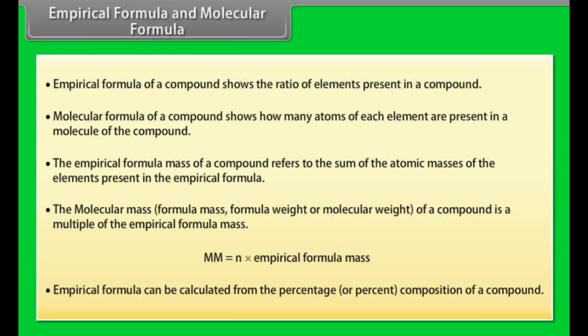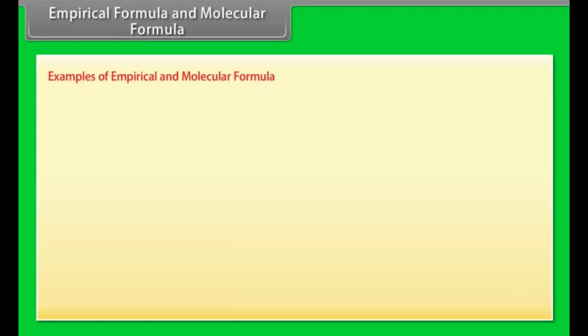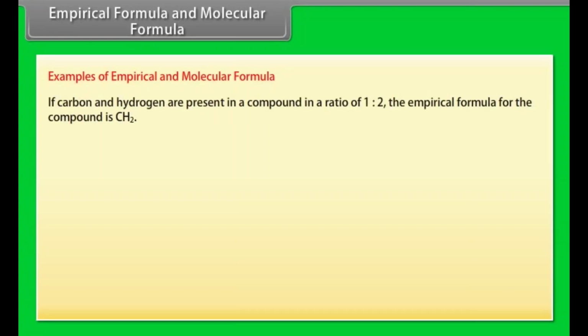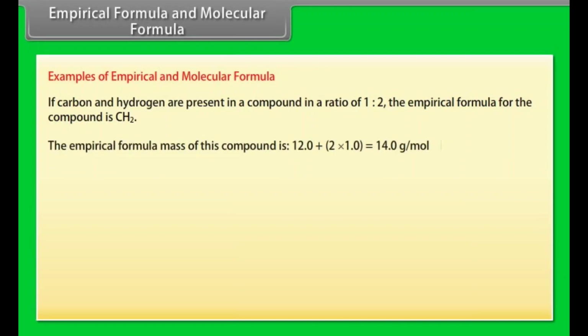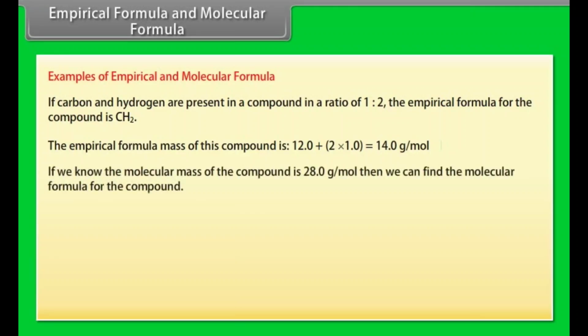Empirical formula can be calculated from the percentage or percent composition of a compound. Examples of empirical and molecular formula. If carbon and hydrogen are present in a compound in a ratio of 1:2, the empirical formula for the compound is CH2. The empirical formula mass of this compound is 12.0 plus 2 × 1.0, which is equal to 14.0 g per mole. If we know the molecular mass of the compound is 28.0 g per mole, then we can find the molecular formula for the compound.